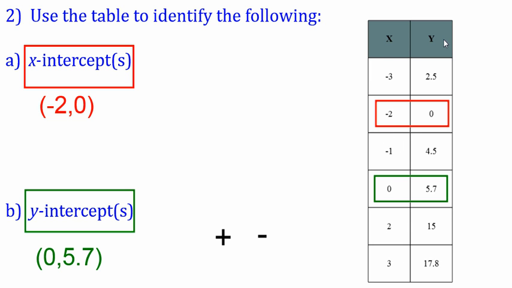Now the y's, okay, so if we look, they decrease from 2.5 to 0, right? So we're decreasing from here to here. But then look, 0, 4.5, 5.7, 15, 17.8, we have an increasing interval from this point on. So here we're decreasing, then we start increasing. So we can use that part of the table to help us as well. So let's do some more practice with increasing and decreasing intervals.